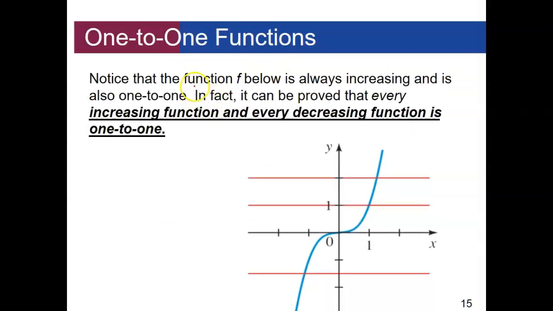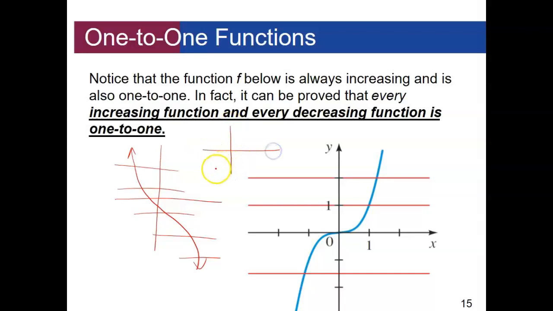One thing to notice: if a function is either always increasing or always decreasing, it's going to be 1 to 1. So if I had a function that was always decreasing, something like this, then that is going to pass the horizontal line test, and it's also going to be 1 to 1. So always increasing or always decreasing would be 1 to 1. Now, if I have a function that does something like this, that's not always increasing because we have this little part here that's decreasing, and it would clearly fail the horizontal line test because it would touch multiple times there.